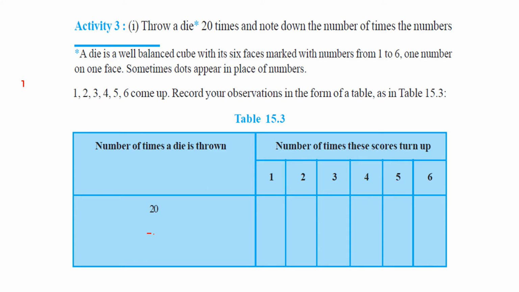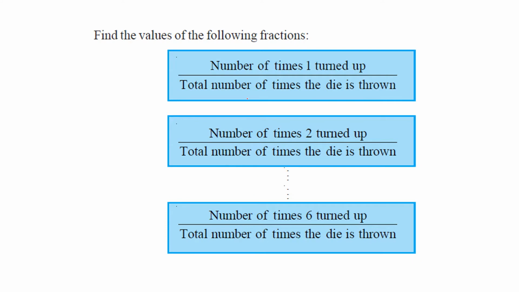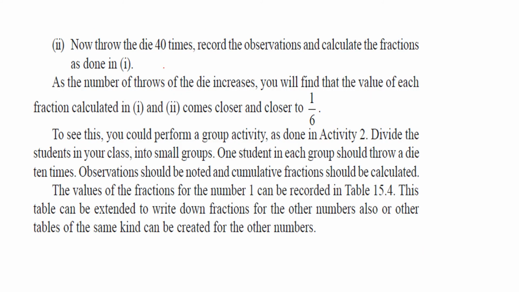You can throw the die and see how many times 1 has come, 2 has come, 3 has come, and you can go on like this: the number of times 1 has come, the total number of times the die is thrown, 2 turns up, 3 turns up, 6 turns up. So if you throw the dice 40 times or 100 times, as many times as you want, and if you go higher and higher, the probability of getting 1 or 2 or 3 or 4 or 5 or 6 becomes 1 by 6.